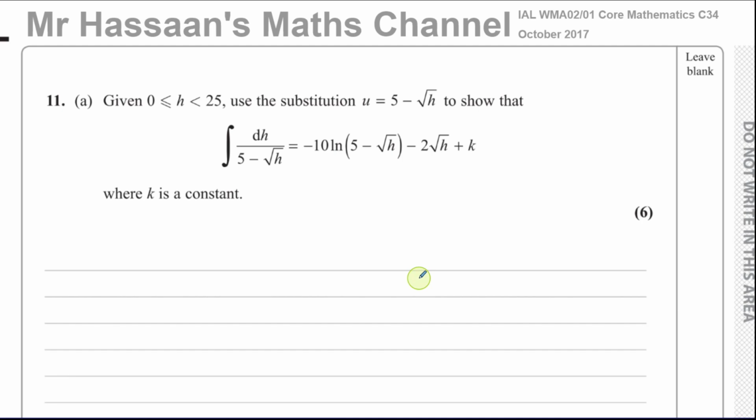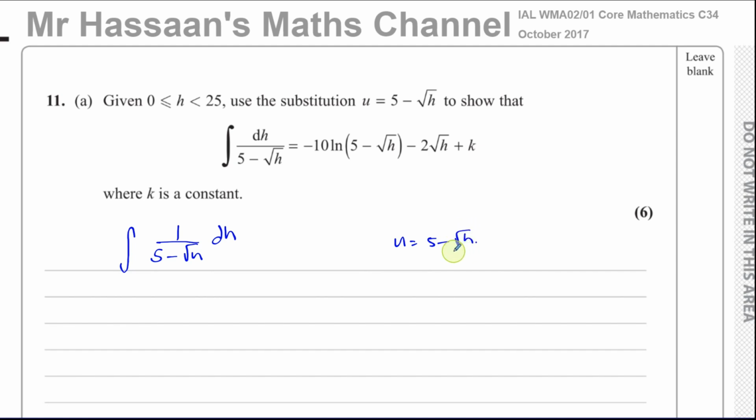So first of all, what does this mean? It basically means integrating 1 over 5 minus root h with respect to h. It's the same thing, just write the dh over there. That's all it means. We have an indefinite integral, and we have to use the substitution u equals 5 minus root h.